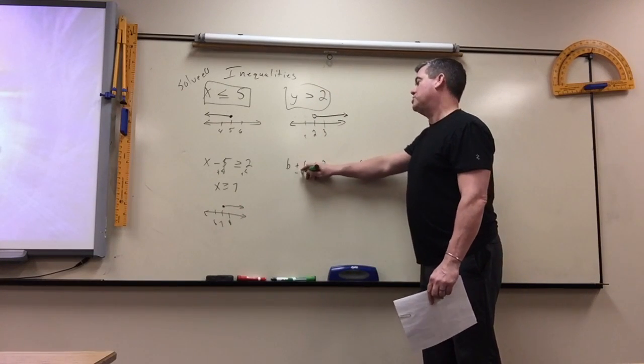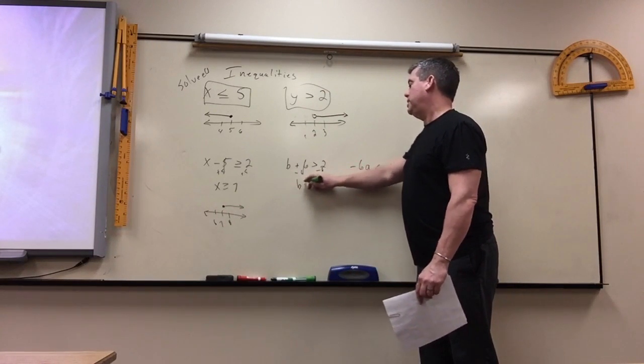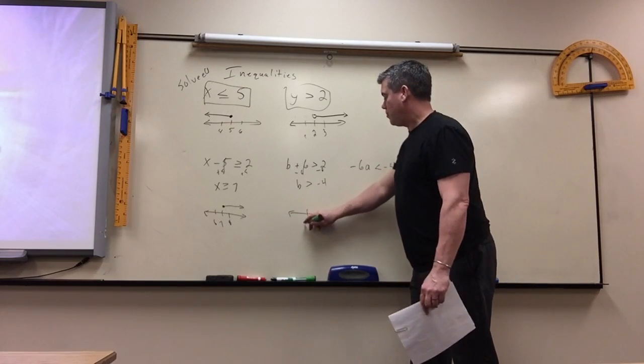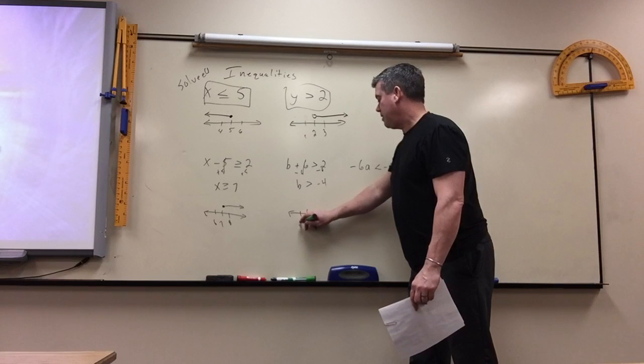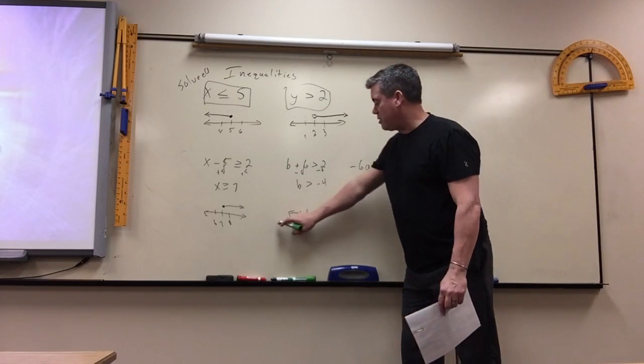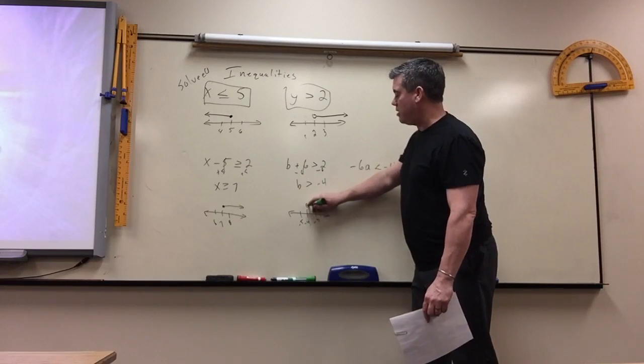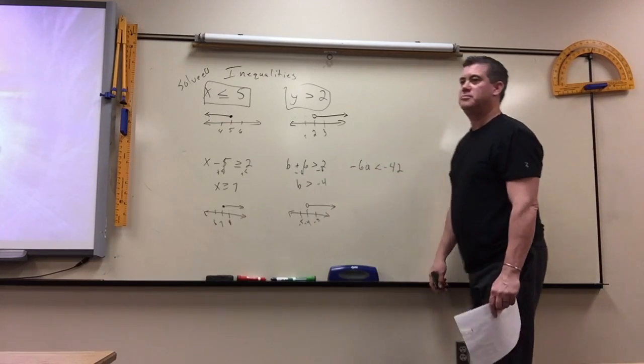All you got to do here is subtract 6. B is greater than negative 4. Remember, the negative numbers go backwards. That would be a hollow circle. B is greater, so it's everything to the right.